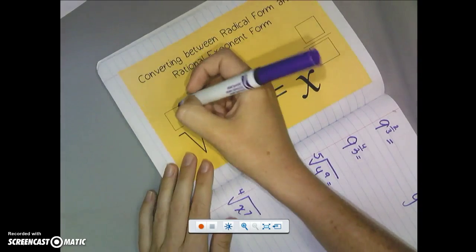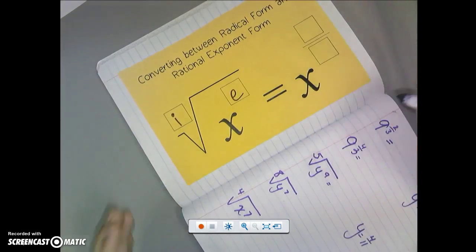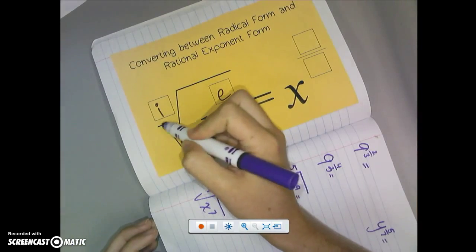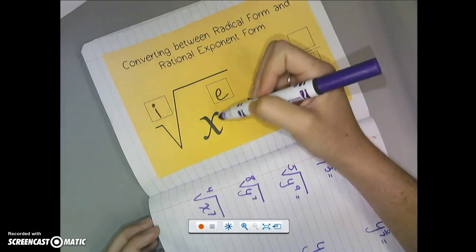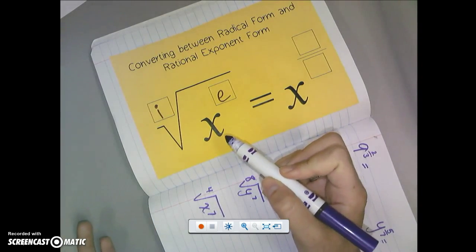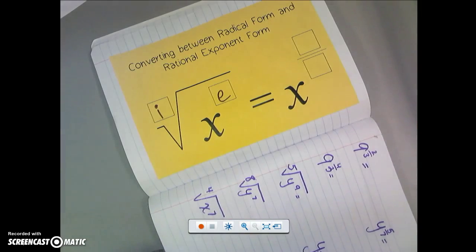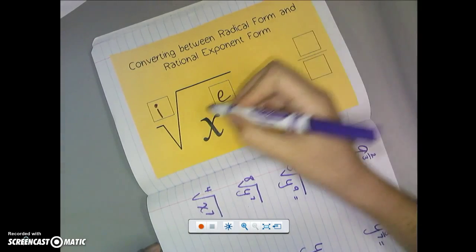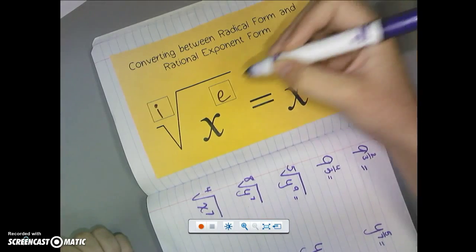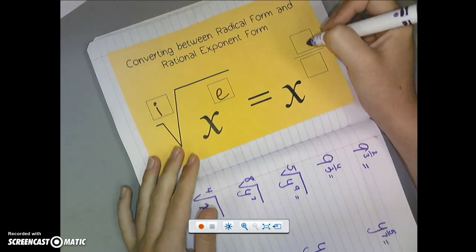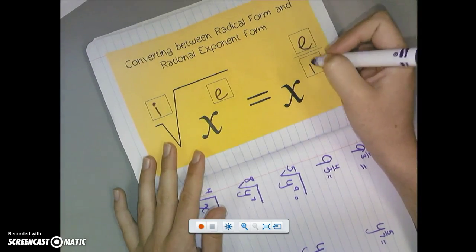So let's say right here, this is our index, and this is our exponent. Everybody good with that? Remember, the index is the small number in the crook of that radical symbol. And x could be any letter, to whatever power. So to go back into this, we have to remember our song of Old MacDonald. It's E-I. So E, the exponent, goes in the numerator, and I, the index, in the denominator.